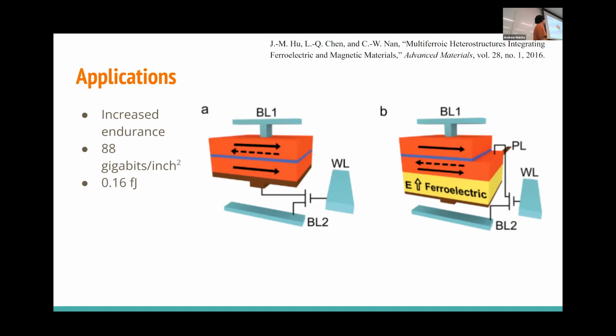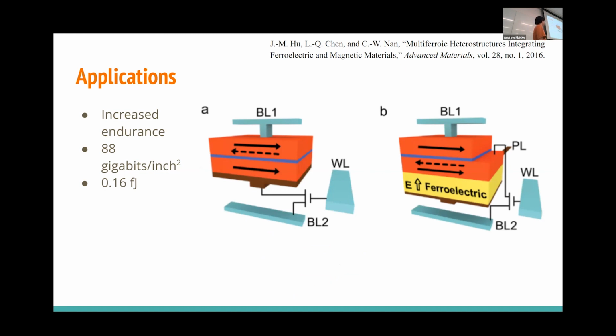So on the left, we have a typical magnetic tunnel junction. So we all know how that works. But one of the major problems with magnetic tunnel junctions is that the dielectric layer, the blue layer in the middle, is an insulator. So when you run large currents through it, it tends to degrade over time, which reduces the durability of this device.